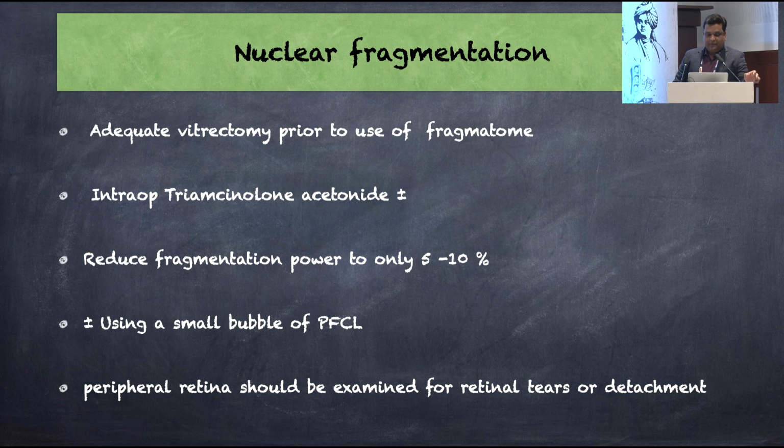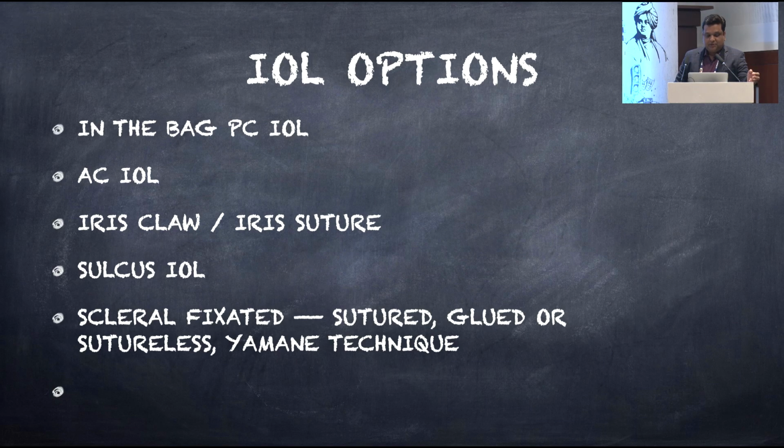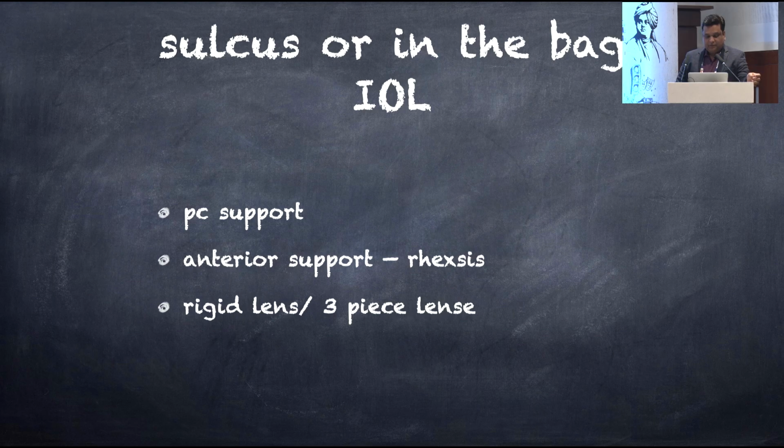Fragmentation can be used if the nucleus is very hard, but in most cases nowadays we manage by bringing it out into the anterior chamber and delivering it quite easily because of the suction and tools we have. So IOL options can be chosen based on the capsular support. Either you can place an IOL in the bag if possible, or you can use iris claw, sulcus IOLs, or scleral fixated IOLs. These are a few pictures of different types of IOL which we can use.